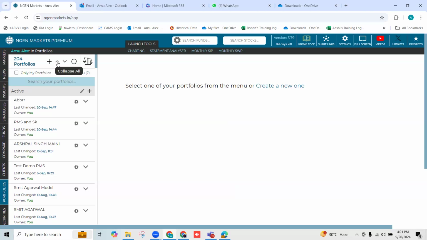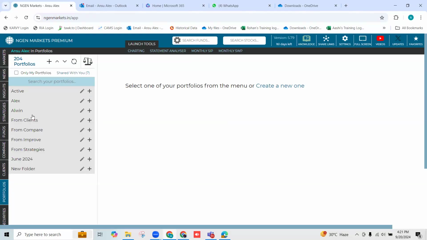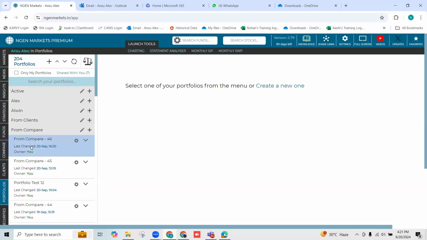How do you locate it? Simply collapse all files and select right here from compare. Just click on that. So this is something that we just created. Compare 46, the date and the time when you had created this portfolio. You could anytime rename this portfolio as well. Let's say I'll just rename this.